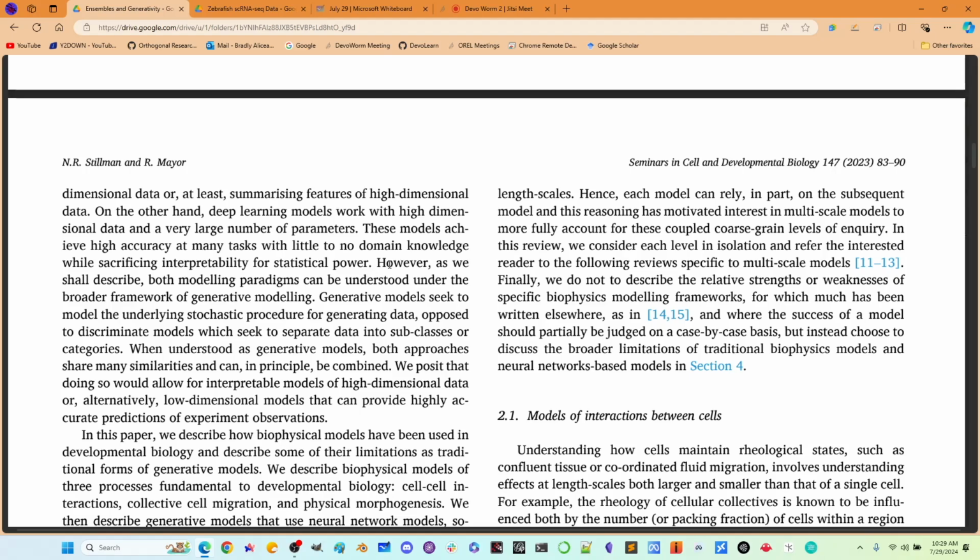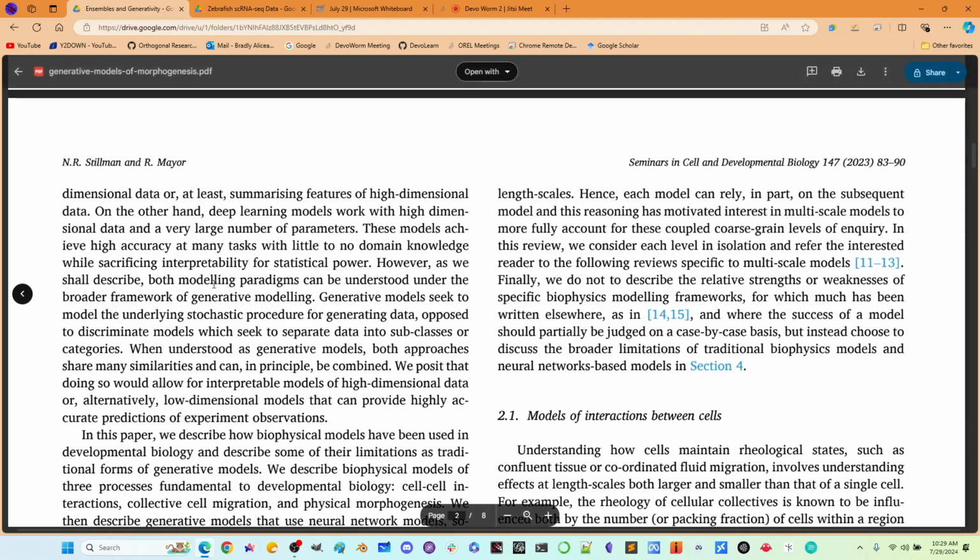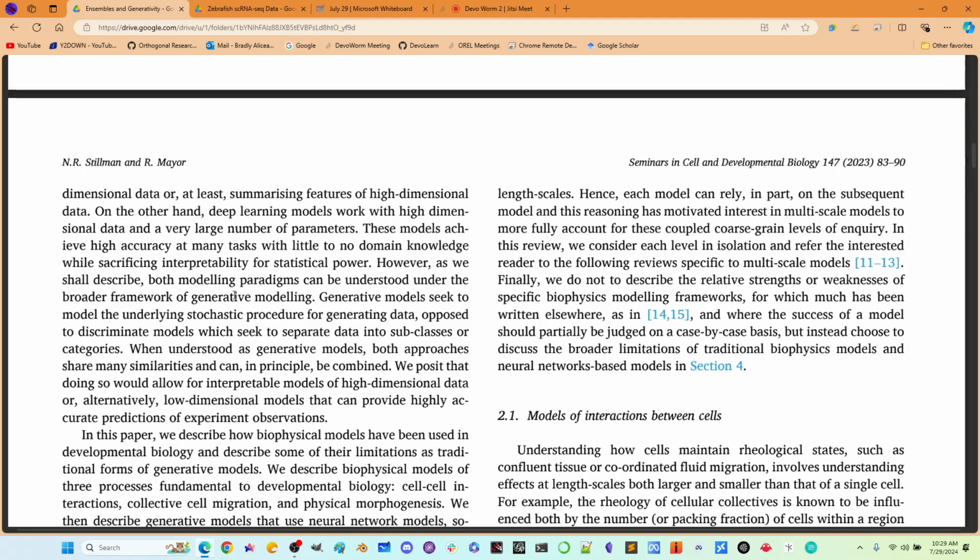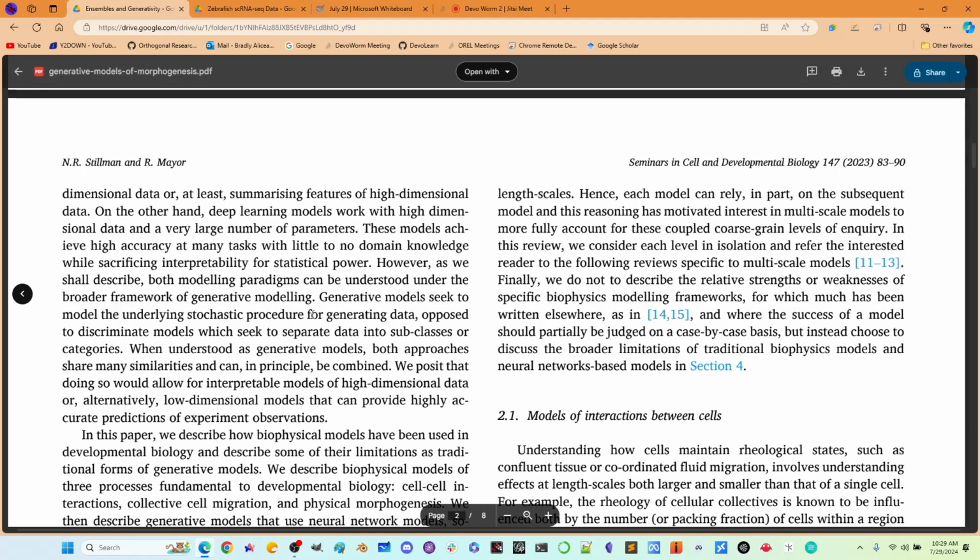So in this case, they're looking at, say, mathematical modeling versus maybe something like a deep learning model where we have this generative aspect to it. However, as we shall describe, both modeling paradigms can be understood under the broader framework of generative modeling. And they talk about different types of generative modeling before this. Generative models seek to model the underlying stochastic procedure for generating data, as opposed to discriminative models which seek to separate data into subclasses or categories.